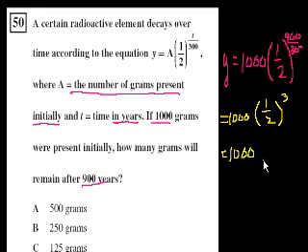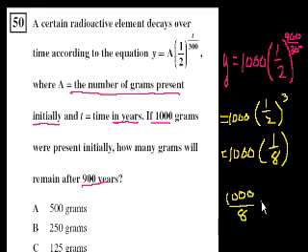And so that equals 1,000 times, what's 1/2 to the third power? It's 1/8. 1/2 times 1/2 times 1/2. And so we get 1,000 divided by 8, which is what, 125. 125 grams are left in 900 years, and that is choice C.